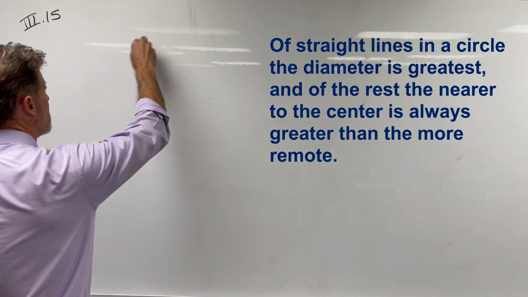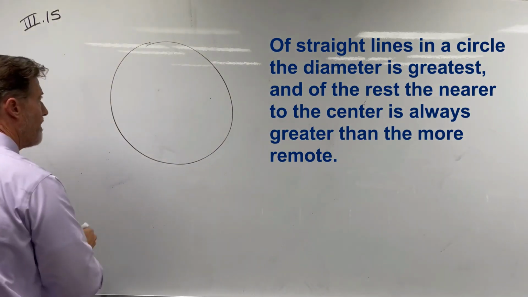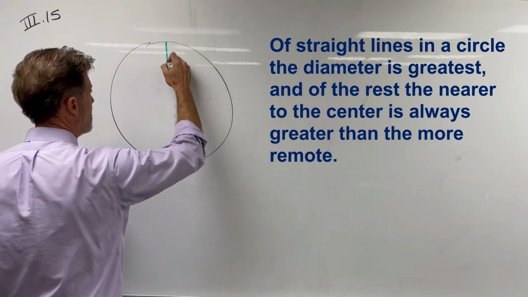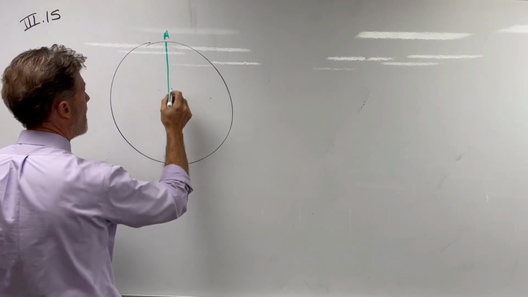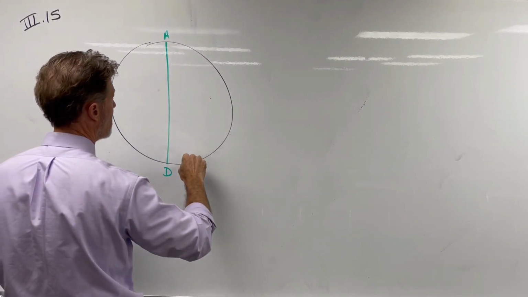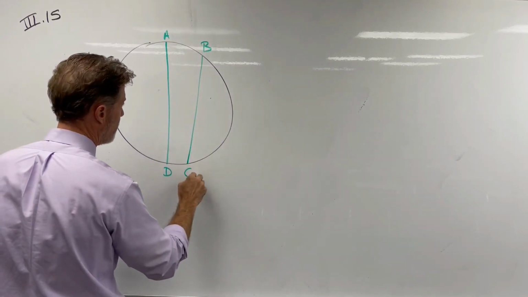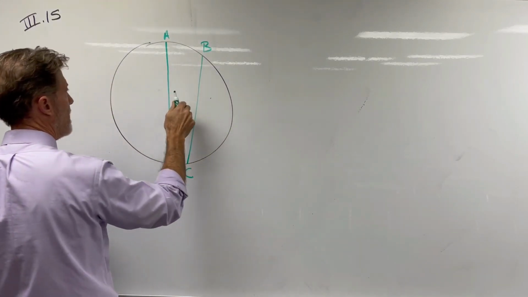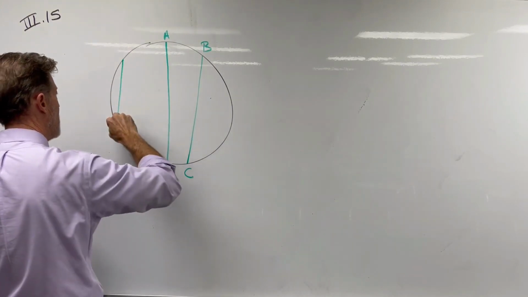So here is our situation. We have a circle, and we have one line through the diameter. We'll call this AD, and another line, and we'll call this BC. And that is going to be nearer to the center than another more remote line. We'll call this FG.